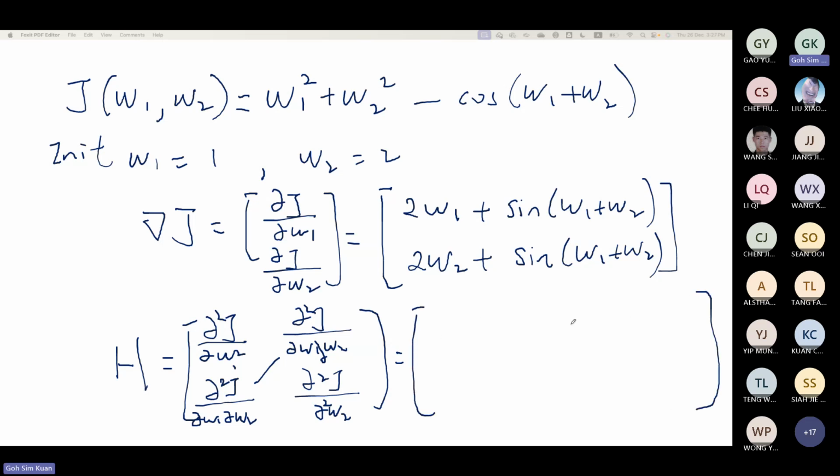Let's try to compute this together. What will be the first entry? 2 plus cosine W1 plus W2. And how about the other diagonal entry? The same.